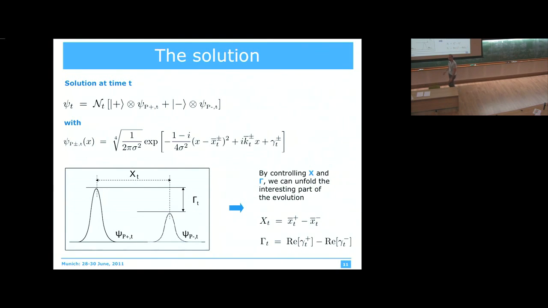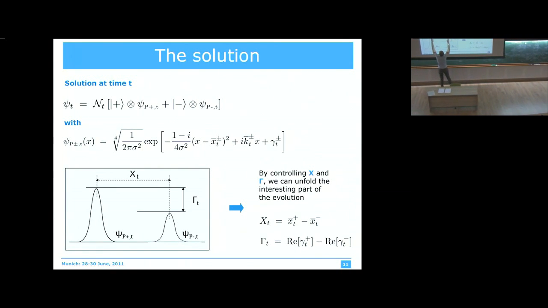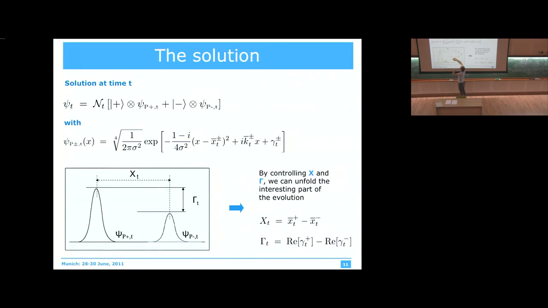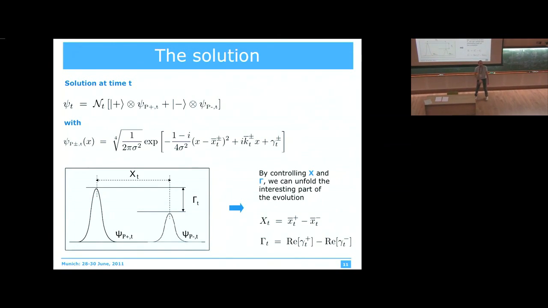Now, let's look at the Gaussian. There are two things that are interesting to look at in the Gaussian. The distance between the two peaks of the Gaussian, capital X, and the relative width between the two Gaussians, which is capital gamma. These are the two quantities which you can easily analyze. This is how it's defined. X is the distance between the two centers, and gamma is just the distance between the widths of the two Gaussians. They can be analyzed mathematically.